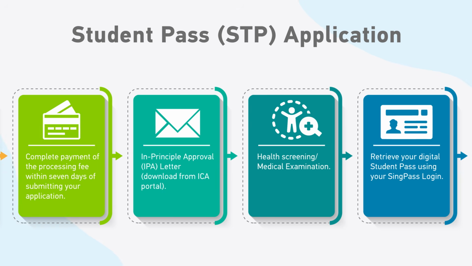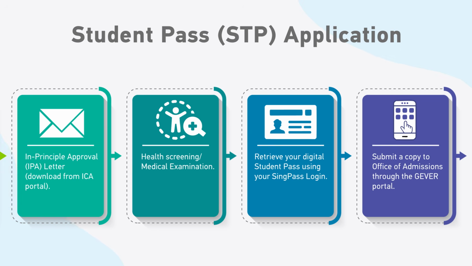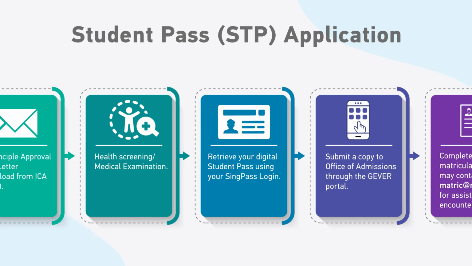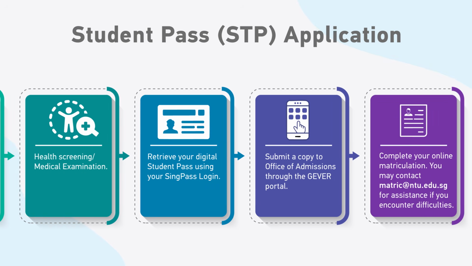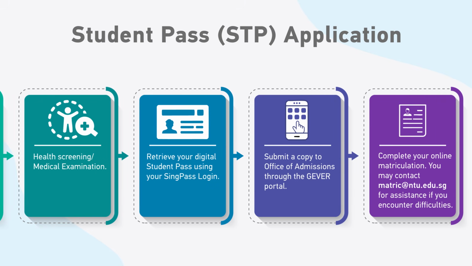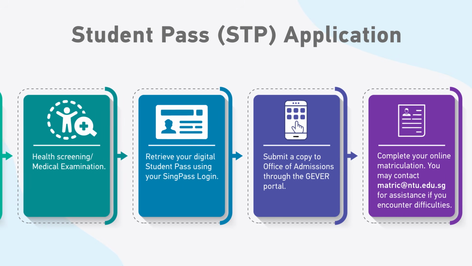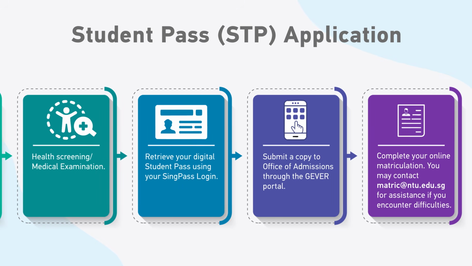Then submit a copy of the digital Student's Pass to the Office of Admissions through the GVer portal. If you will be arriving close to the start of term, make sure you leave enough time to complete these steps. Also remember to bring all required documents with you. Once your verification is complete, the final step is online matriculation. This step confirms your place at NTU. Without completing matriculation, you will not be able to access course registration, examinations, or other NTU student resources.